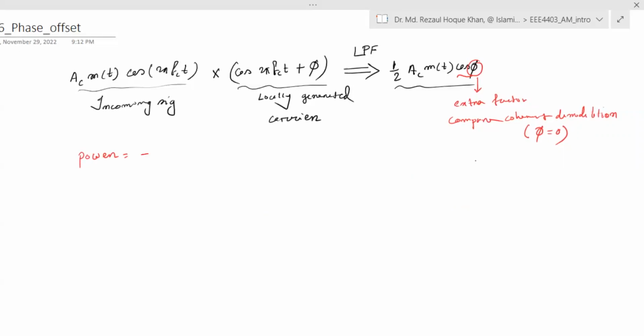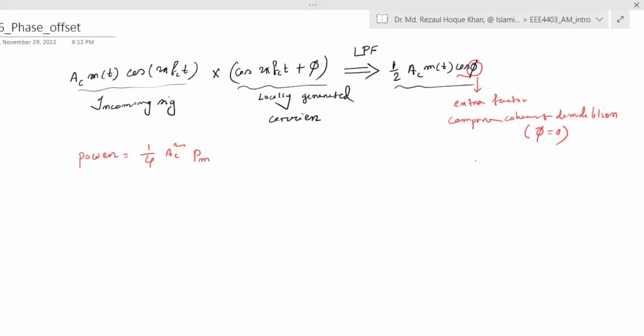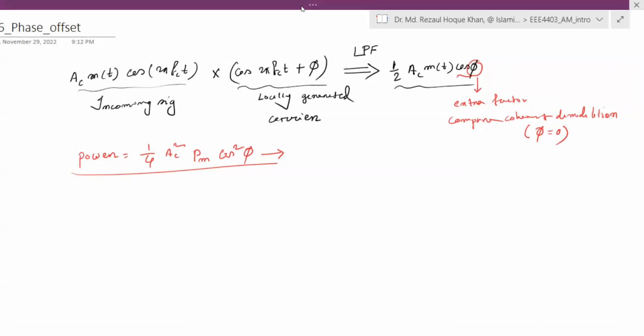And we also have seen the resulting power, which is the square of this signal, which is 1/4 c square, and m(t) square becomes Pm in our previous equation. So we already know this term, and cos square phi. Here we can see that as phi, or phase offset, increases from 0 to pi, output power decreases to 0.